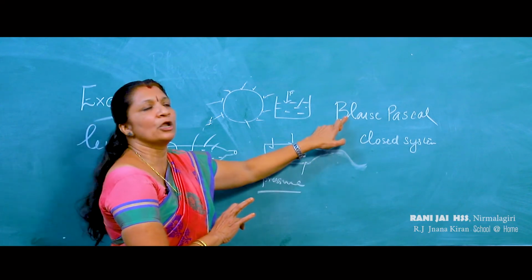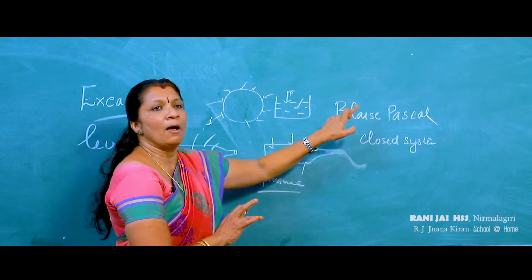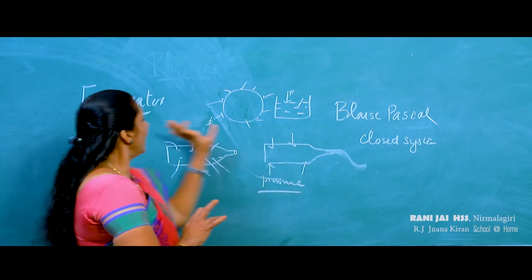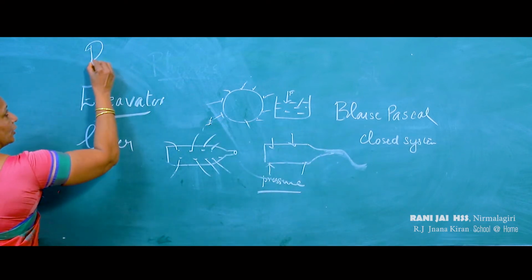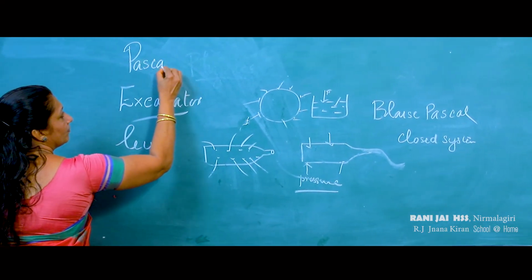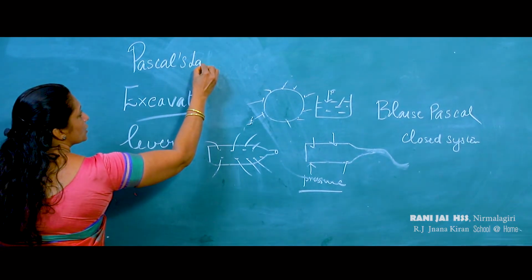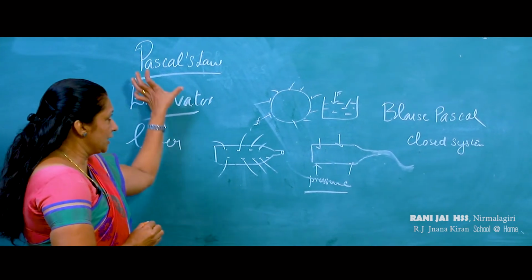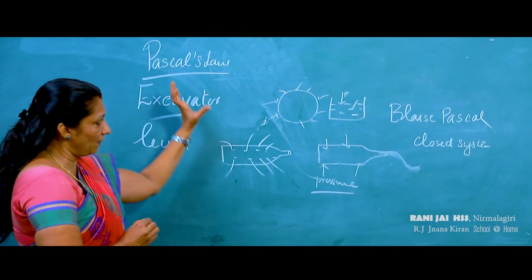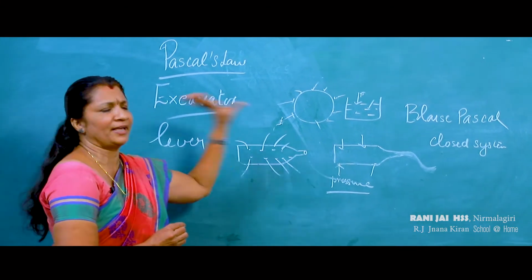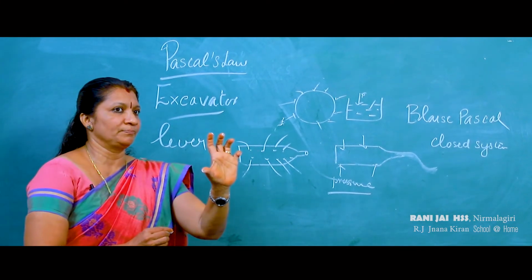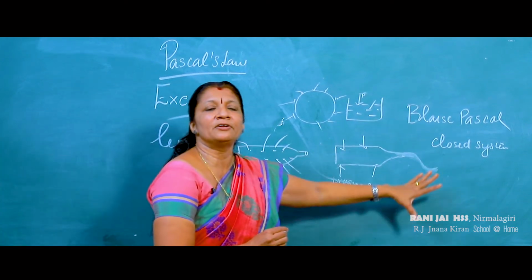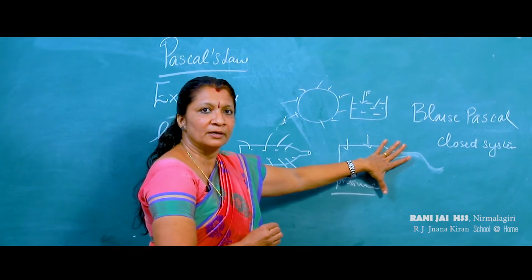Understood? And this law was found out by whom? Blaise Pascal. Understood? And this law is called as what? Pascal's law. Okay, I think all of you understood what this Pascal's law is. If you apply pressure at one point, anywhere, in a closed system, what will happen? Equally it will get transmitted to other parts.